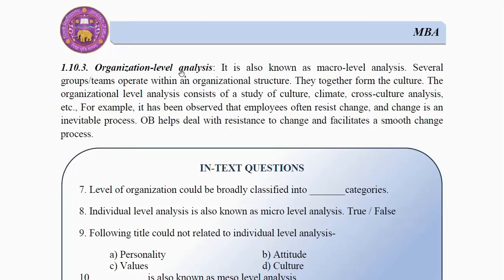1.10.3 Organizational level analysis. It is also known as macro level analysis. Several groups and teams operate within an organizational structure. They together form the culture. The organizational level analysis consists of a study of culture, climate, cross-culture analysis, etc. For example, it has been observed that employees often resist change, and change is an inevitable process. OB helps deal with resistance to change and facilitates a smooth change process.